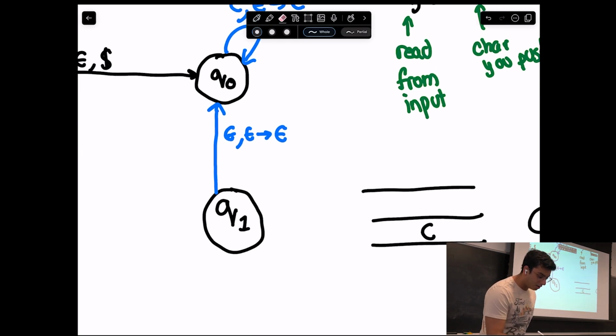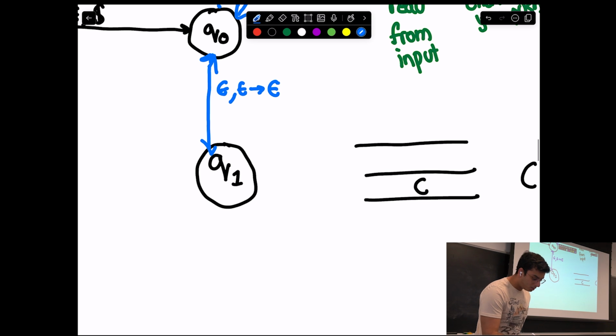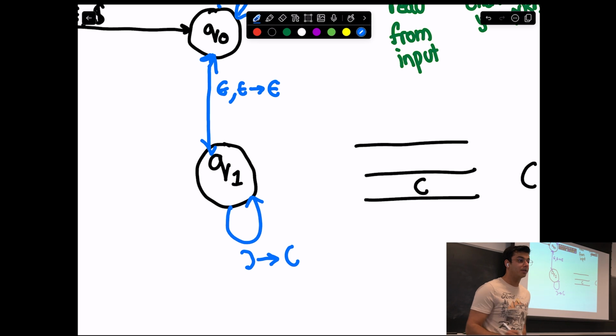Did you want this arrow to go up or down? Or both ways? Both ways. Okay, so we'll add it. And then what did you want? Self loop on Q1 but with closed parentheses. So I read a closed parenthesis from the string, I pop an open parenthesis off of the stack and then push nothing onto the stack, right?